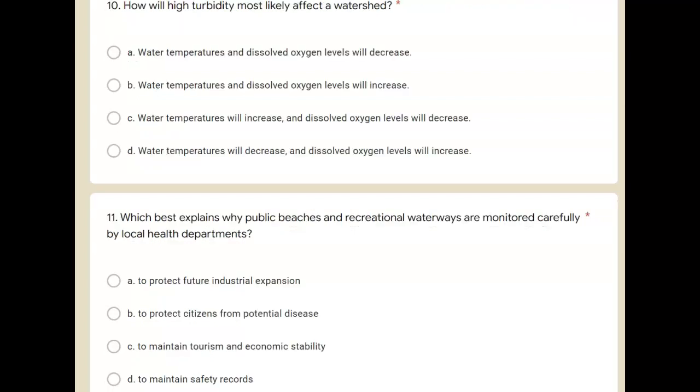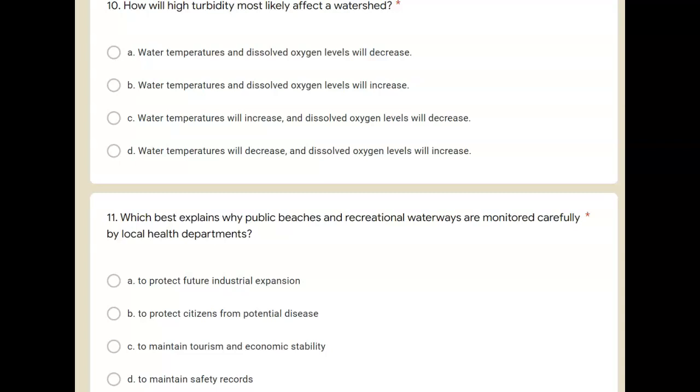Number 10. How will high turbidity most likely affect a watershed? A. Water temperatures and dissolved oxygen levels will decrease. B. Water temperatures and dissolved oxygen levels will increase. C. Water temperatures will increase and dissolved oxygen levels will decrease. Or D. Water temperatures will decrease and dissolved oxygen levels will increase.